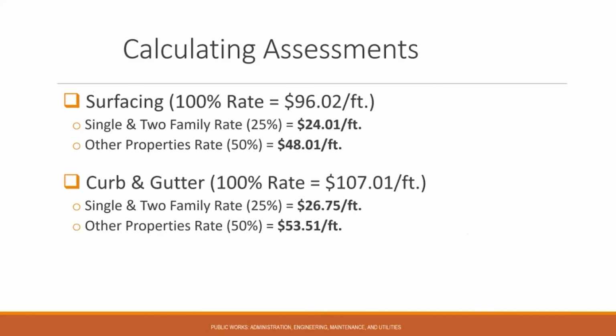Doing the same exercise with the curb and gutter, again taking 25% of that 100% rate for the single and two-family homes, we come out with a rate of $26.75 per foot. For all other properties assessed at that 50% rate, that comes out to $53.51 per foot. And these are the rates that are multiplied by the adjusted front footages for your individual parcels, and that determines the total assessment that each property will see for that individual improvement.